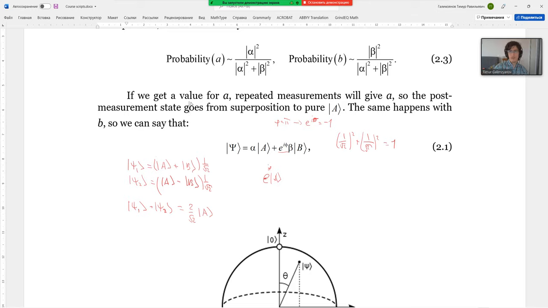However, I can make any arbitrary phase, can put the system to have any arbitrary value of this phase phi. So we know that the sum of alpha squared plus e^{i phi} beta squared equals alpha squared plus beta squared, because the absolute value of e to the power of i phi equals 1. We know that it equals 1.